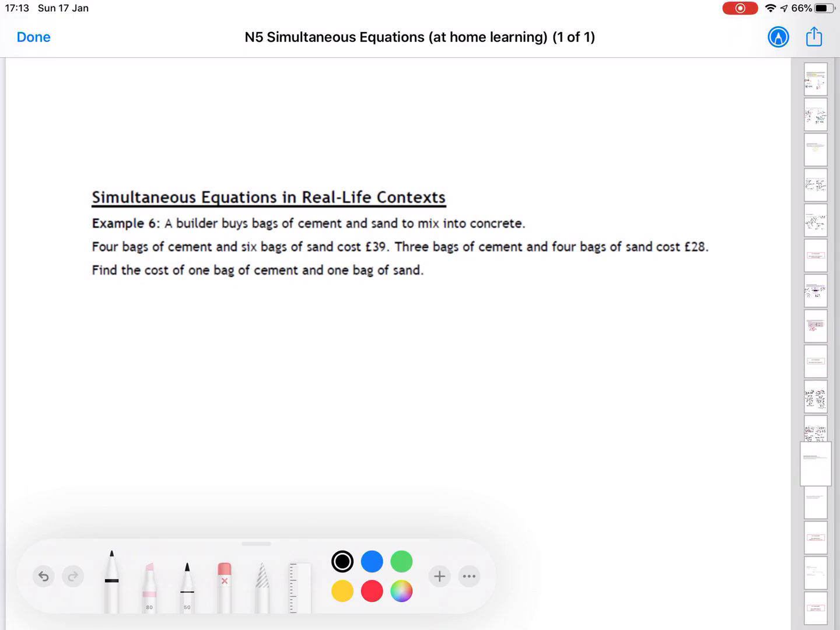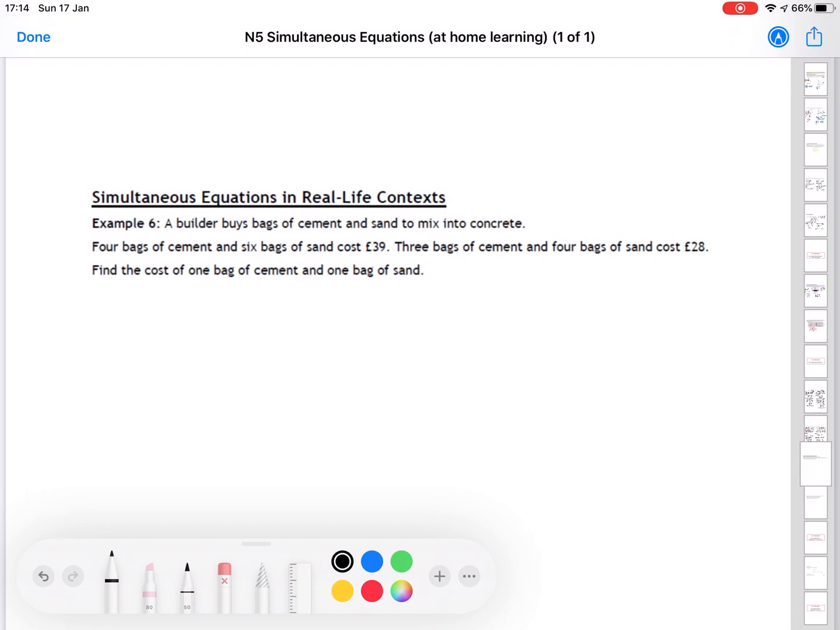So here we have 2 different situations where we have bags of cement and bags of sand and a total cost. So we can use those 2 pieces of information to write ourselves 2 equations, and then we can solve those simultaneously to find the cost of 1 bag of cement and 1 bag of sand. So the first thing you're going to want to do in these types of questions is assign a letter to your unknown variables. So I'm just going to go really simply for C and S for cement and then sand, but I'm just going to write it on the top of my page here.